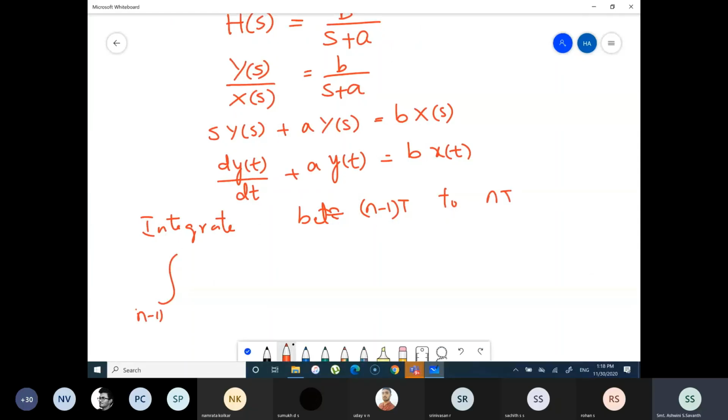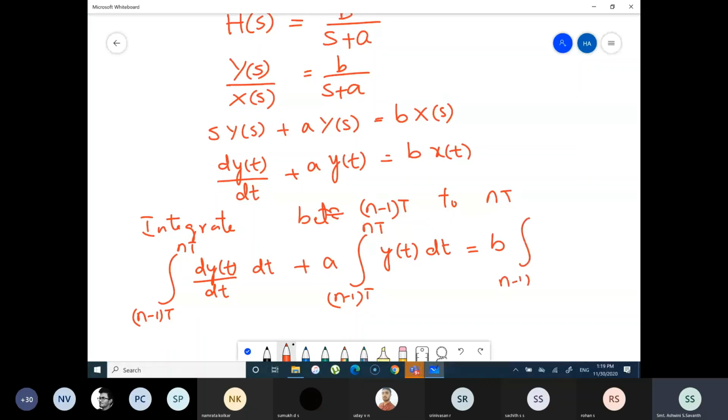Integral n minus 1 into t to nt dy of t by dt, integrate with respect to t, plus a constant outside, integral y of t dt equals b times integral n minus 1 into t to nt x of t dt. We are integrating the entire equation with respect to t between the limits n minus 1 into t to nt.